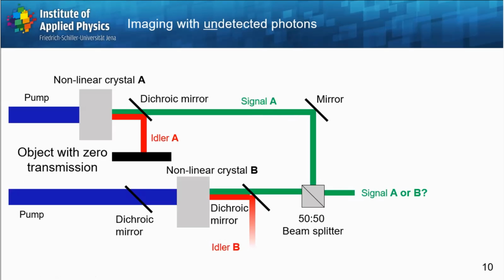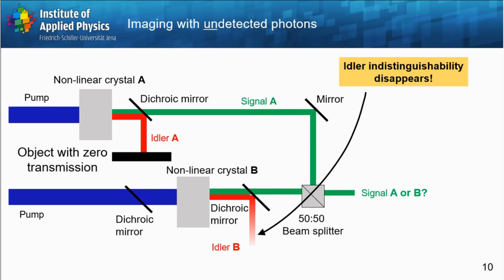But now let's change it another way. What happens if I block what's coming out of the first source, the idler A, for example, with an object with zero transmission? If I have an idler here below, I'm going to be sure that this idler came from crystal B, because the crystal A photon is being absorbed here. For the signal, it's a different story, because the signal is still being created there, but it could have come from A or B. So I have indistinguishability in the signal, but not for the idler.